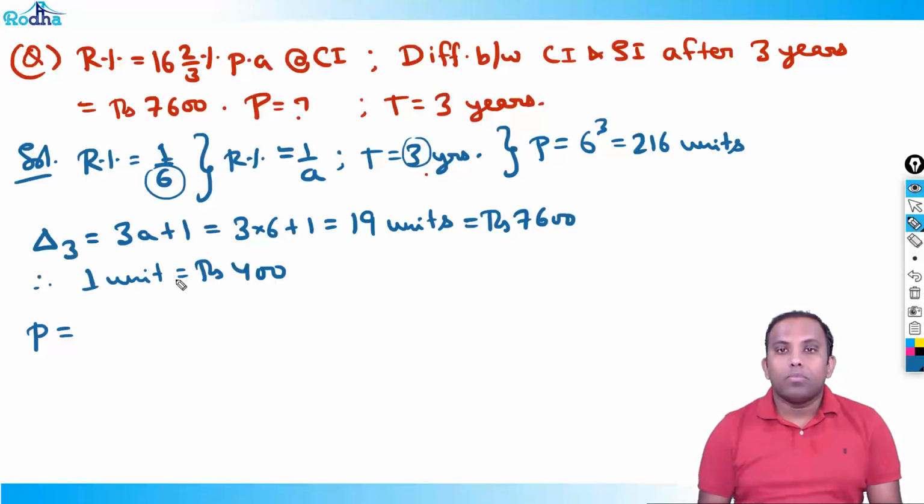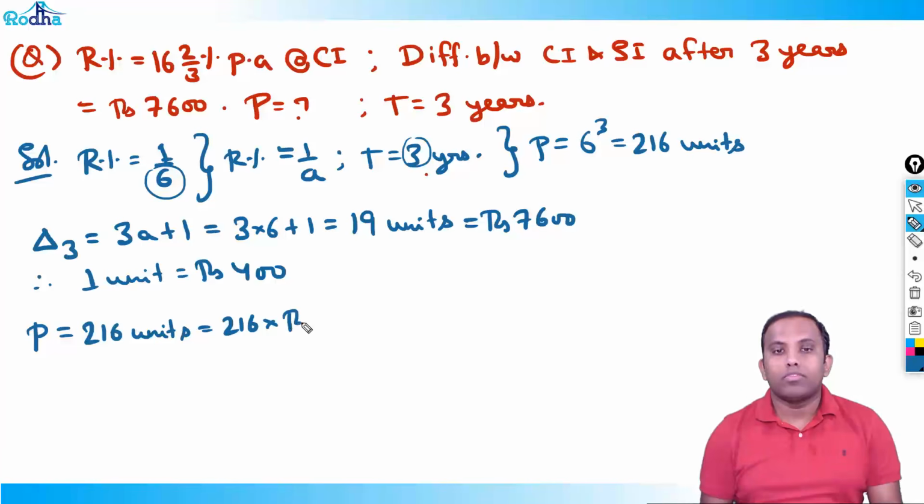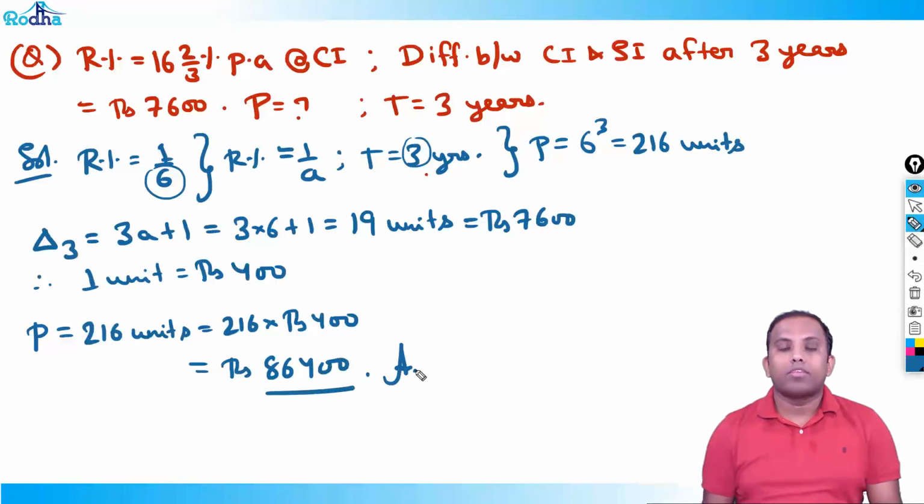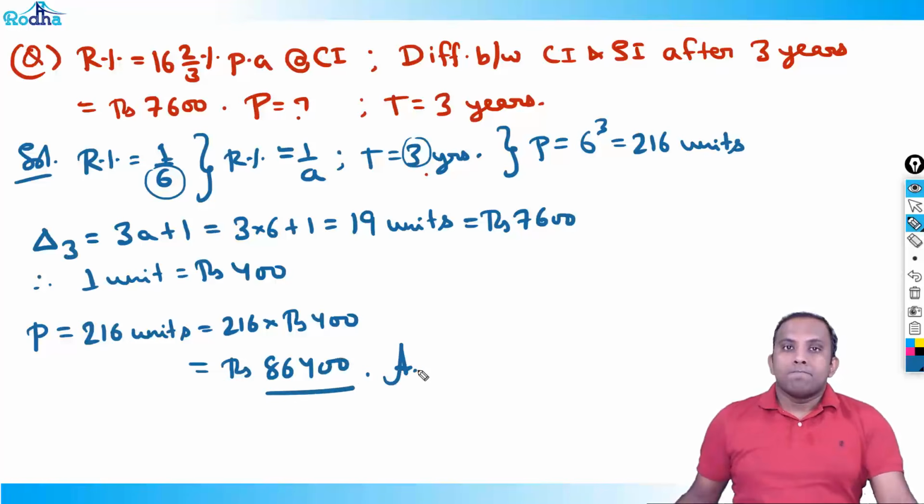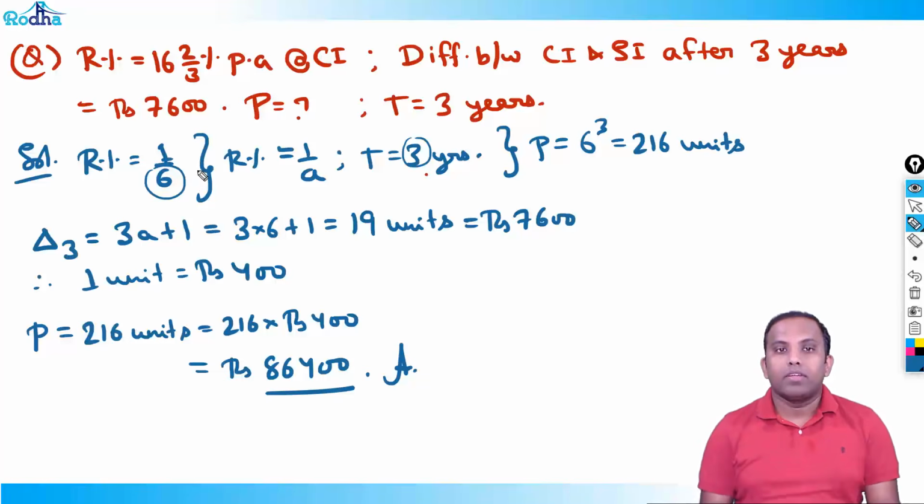So what is the principal here? Principal is 216 units. That is 216 into rupees 400, that is rupees 86,400. That's the answer for this question. I hope you got this, right?